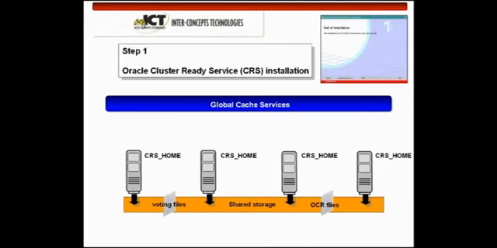The Global Cache Service implements cache coherency by using what is called the cache fusion algorithm. This technique manages the block consistency between different instances.